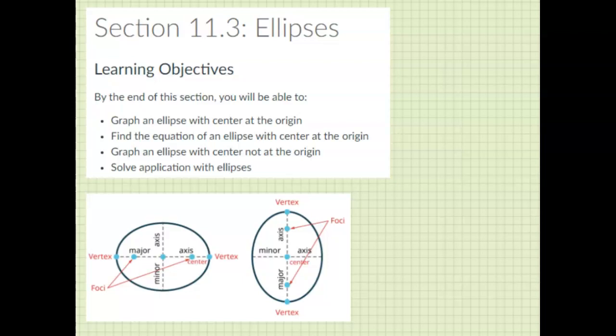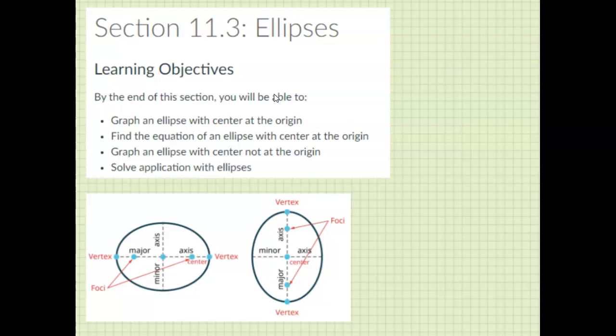So this is section 11.3. We're going to talk about ellipses. Ellipses are like squished circles. They're a conic section, right? If you take the double cone that we talked about before and you cut through it at an angle, then instead of getting a circle, you get an ellipse. So it's kind of like a circle, but you don't have a constant radius.